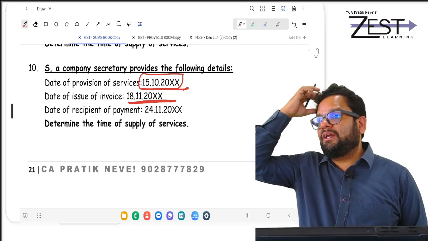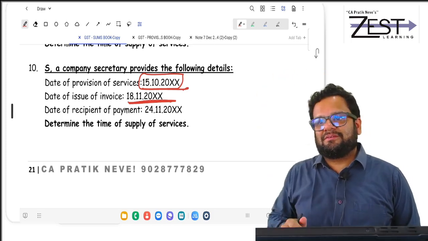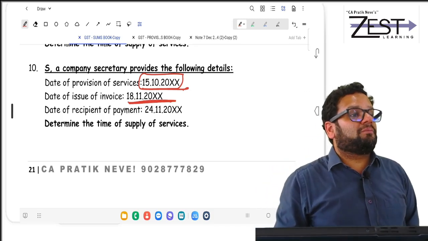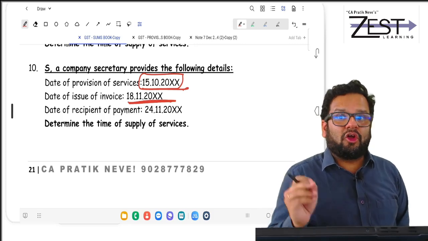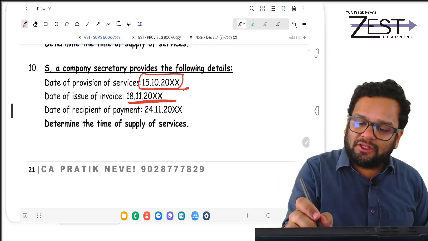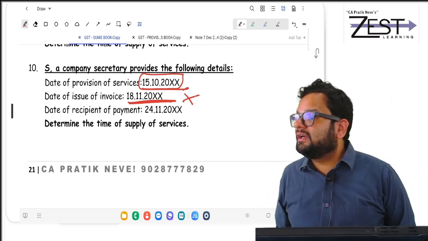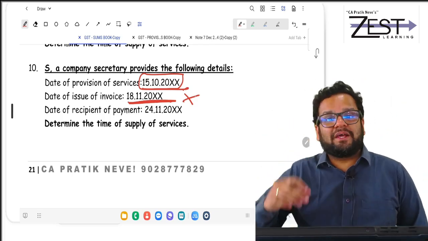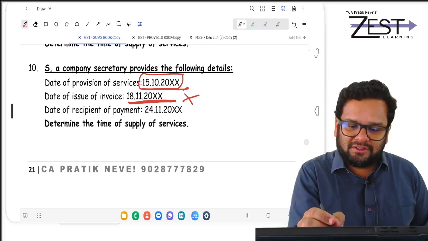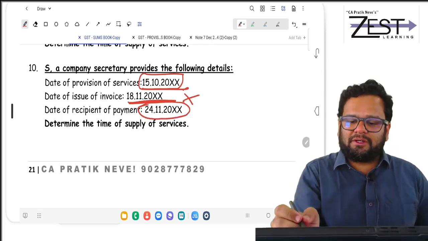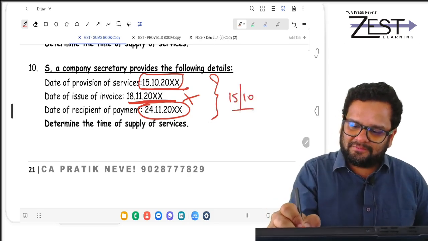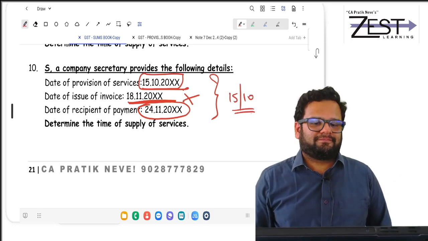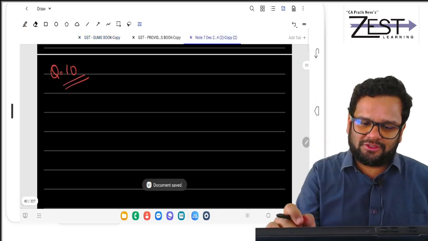Government will say your date of invoice is useless because you are not making invoice in time. You are not listening to us. You are not making invoice in time. So we will not give importance to the date of invoice. Time of supply is date of provision of service or date of receipt of payment, whichever is earlier. So it is 15/10. Write down solution.